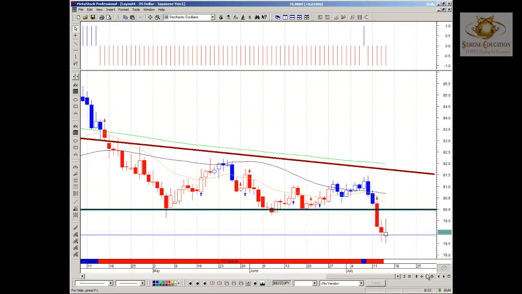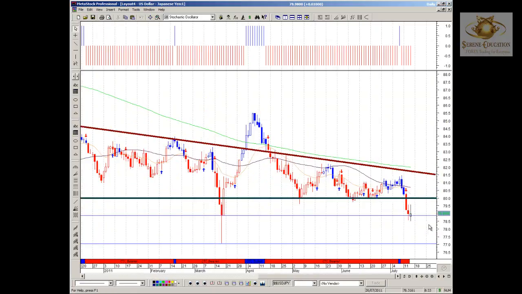Otherwise, we could be seeing price slowly making its way down to the lows here, because we've now broken this major trend, the support and resistance level, and if it continues, then we're going to see further downside movement for this pair.